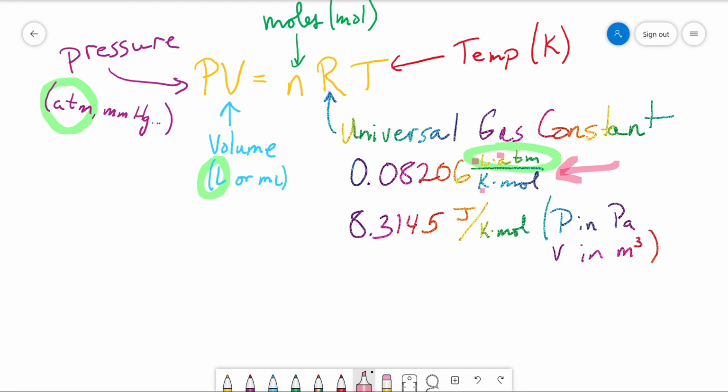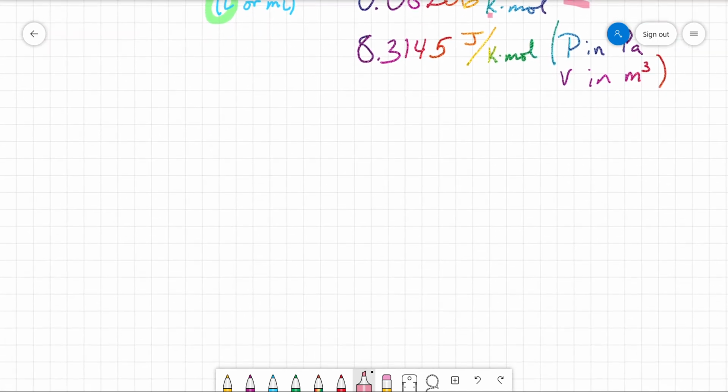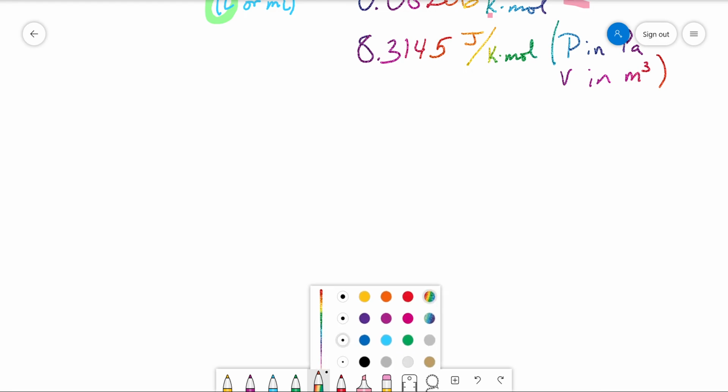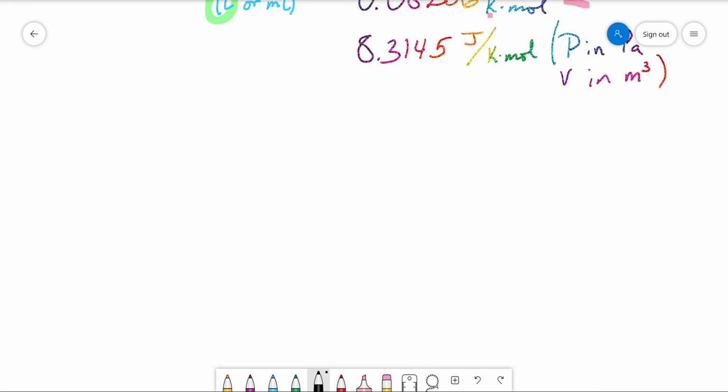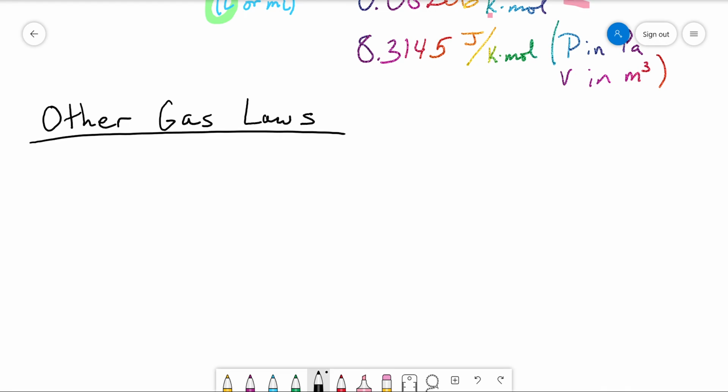All right, so let's talk about the other gas laws really quickly. I'll give you a little table kind of outlining all those other gas laws. And then in the next video, we'll probably do some examples. Now, the other gas laws allow you to calculate something from initial conditions to final conditions, which is different from the ideal gas law, but we'll talk about that.